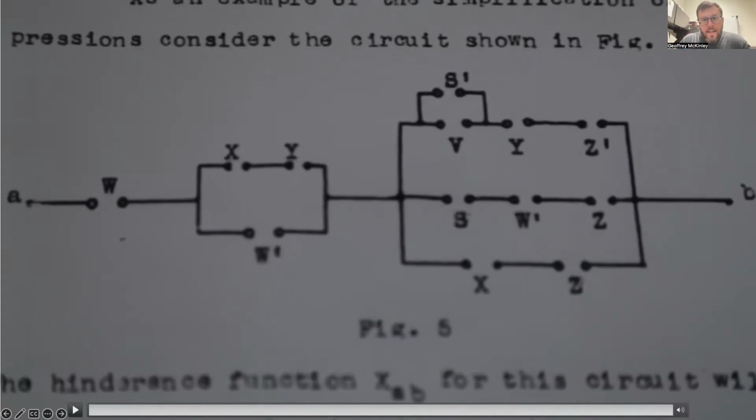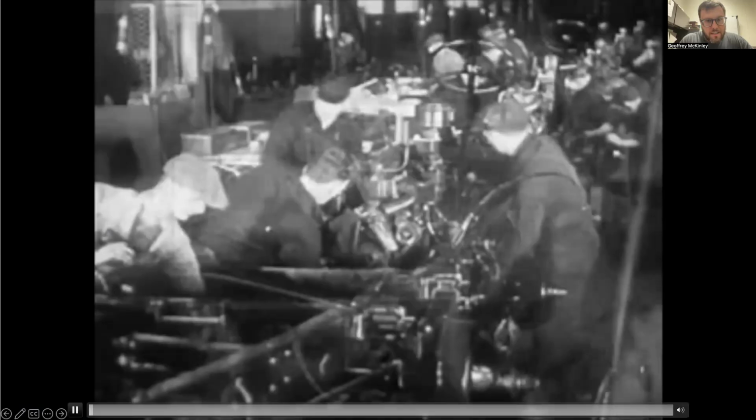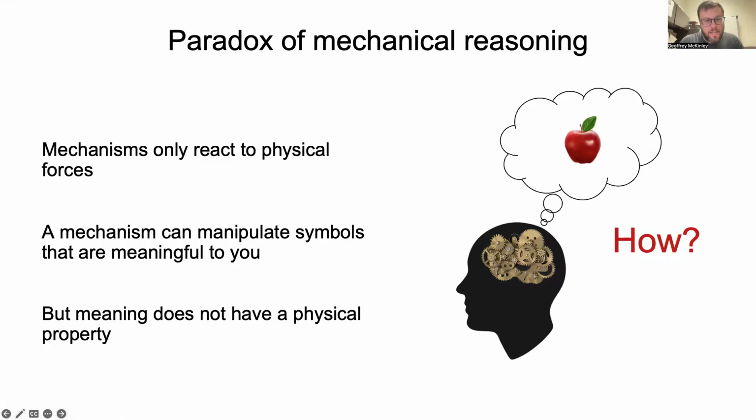Okay, so again, this is just to give you a flavor of how people thought about this. So now I'm going to go to the next slide. The reason I showed you this is it gives you an idea of the goal, or one goal, of cognitive science, which is to mechanize reasoning.